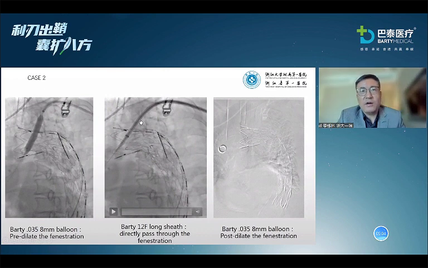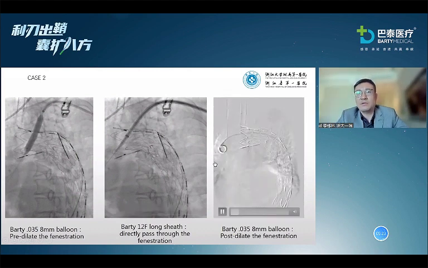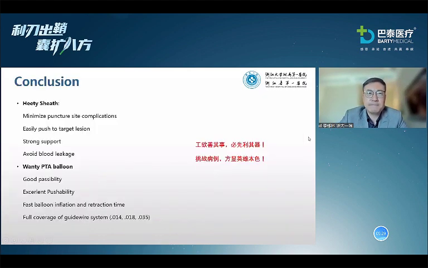And you can see this angle is very friendly, and no need for the use of balloon to lead the way. So with the support of the stiff wire, the long sheath goes through very smoothly, so very little resistance. After that, with the protection of the long sheath, the Y-bond was deployed and then released. You can see the revascularization results are very good.